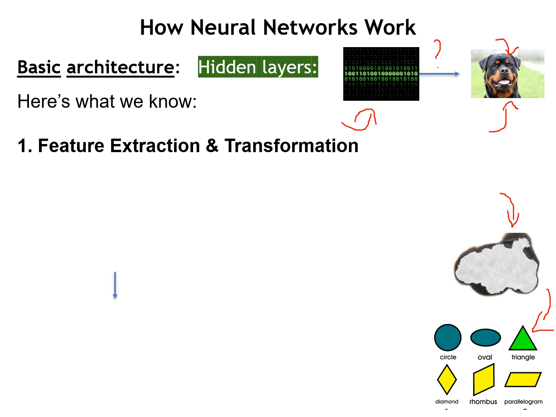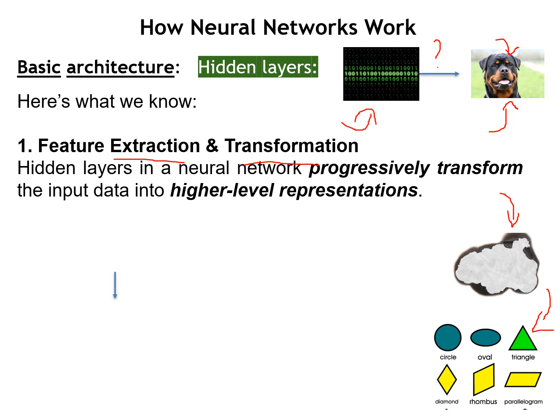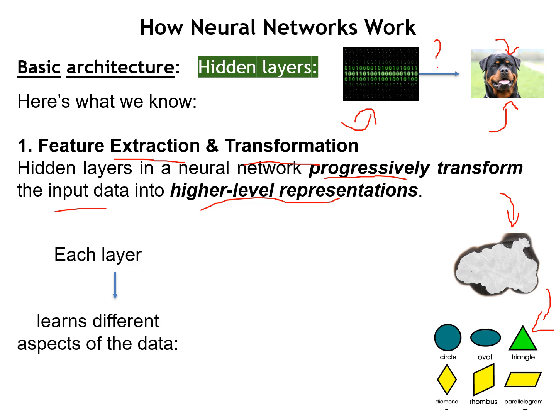So what I told you here is that in the context of image recognition, you have feature extraction and transformation. You go from zeros and ones to edges to shapes, and then group all together to recognize a pattern. You can transform that input data into a pattern, progressively transforming the input data of ones and zeros into higher levels of representation. And to do that, each layer will help us learn different aspects of the data.